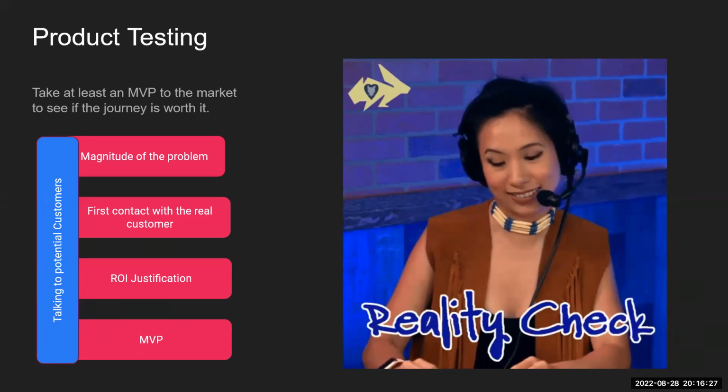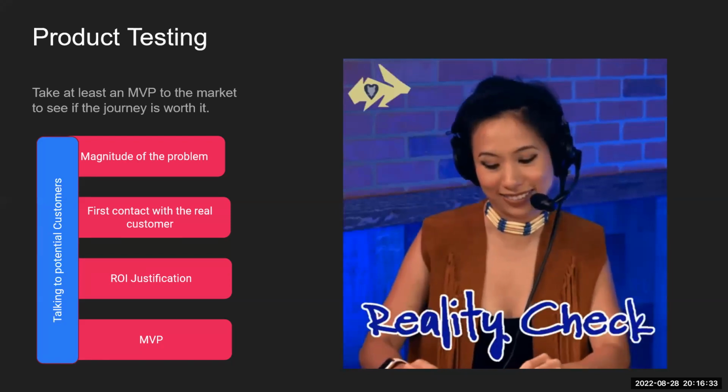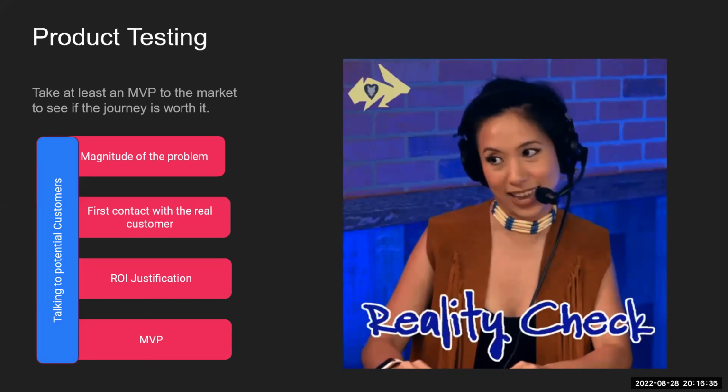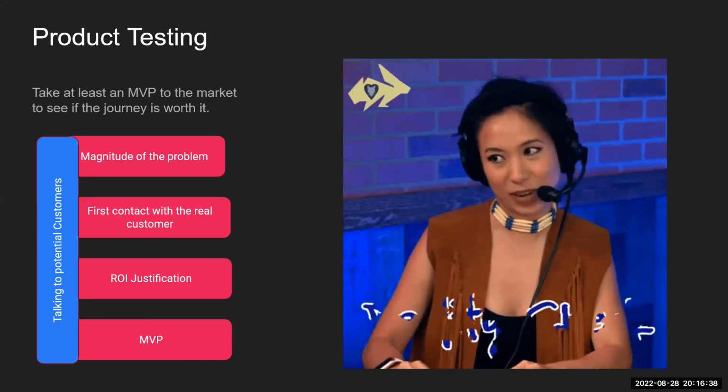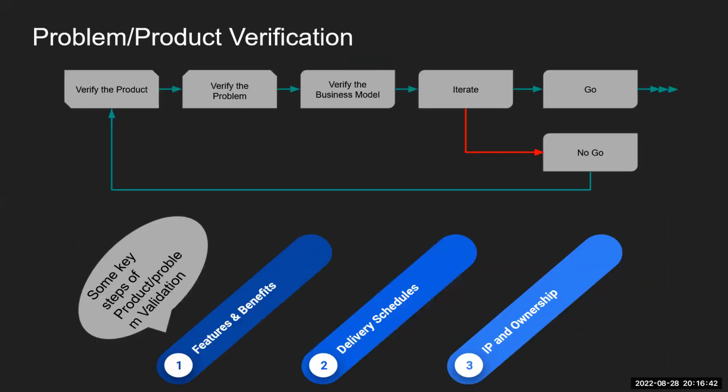Then at this stage, provide the first contact to the real customer. You should also be able to justify the return on investment at this stage. And also, like I said, creating an MVP is important at this stage. Then we have the problem product verification, which is the third stage of that customer discovery.